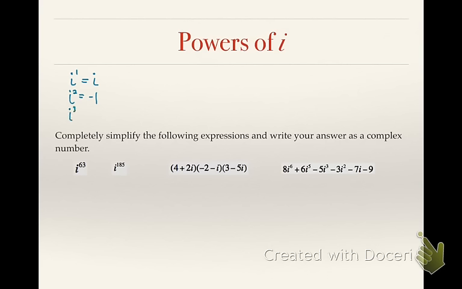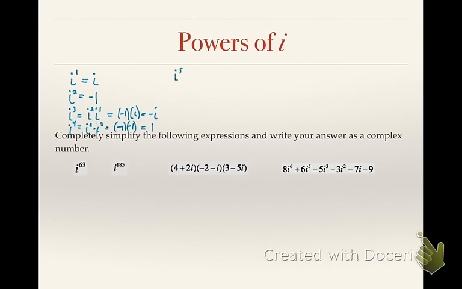i to the third, you can break that up into i squared times i, because the properties of multiplying the same bases usually add the exponents. That gives me negative 1 times i, which is negative i. And i to the fourth can be broken up into i squared times i squared, which is negative 1 times negative 1, which gives me positive 1.